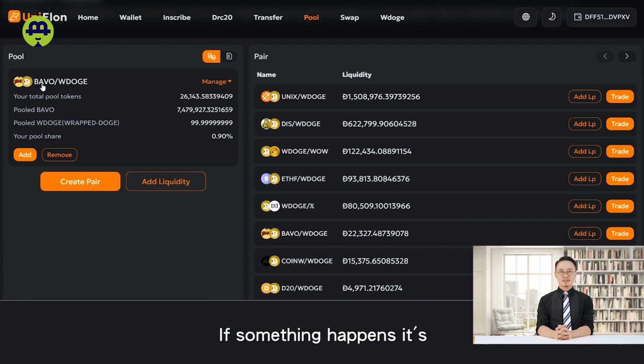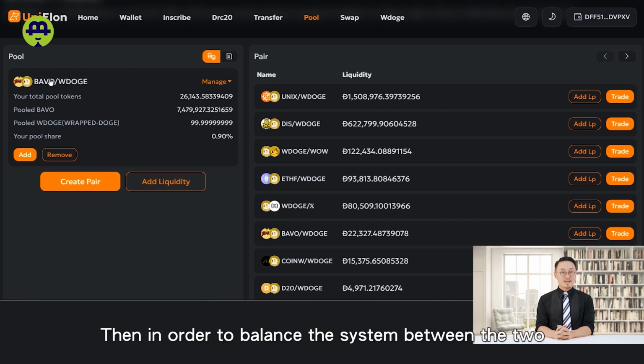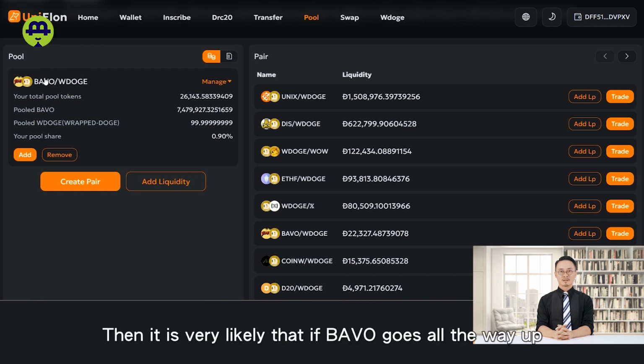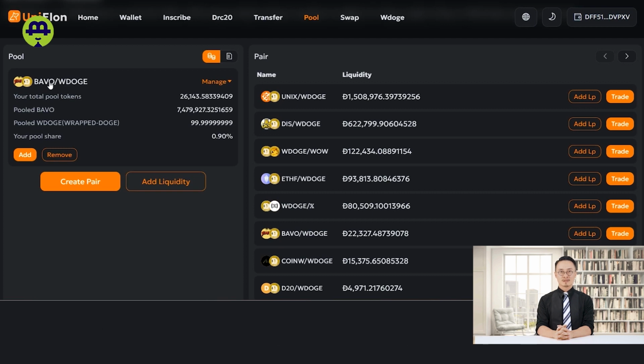If something happens where BOVO keeps rising and the Doge does not rise, for example BOVO has increased by 70% but the Doge rose by 30%, then in order to balance the system between the two, a 50% versus 50% relationship, in the process of BOVO rising all the way, it will be sold all the way for the Doge, until the two values are equal. Then it is very likely that if BOVO goes all the way up but the Doge remains the same, we'll find out when we take it out that BOVO becomes less, and the Doge becomes a lot.